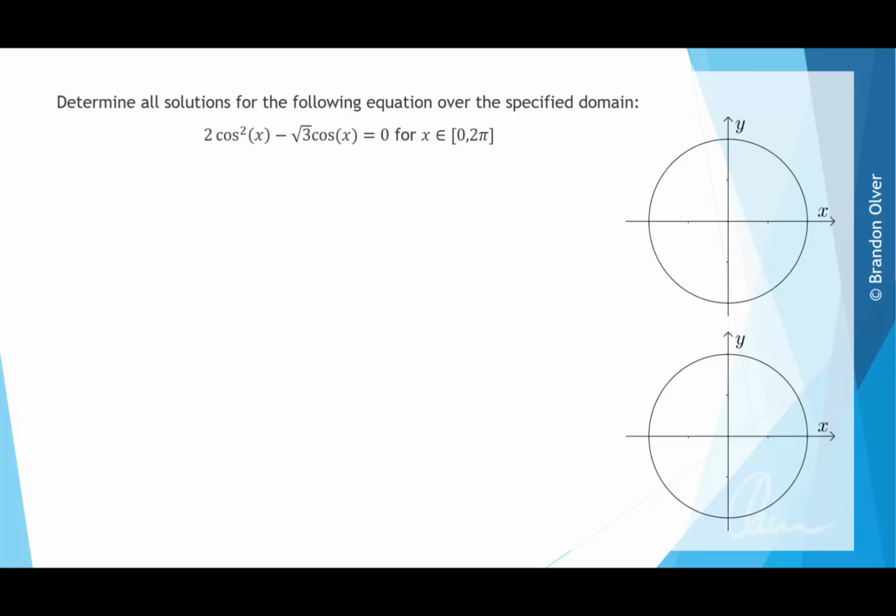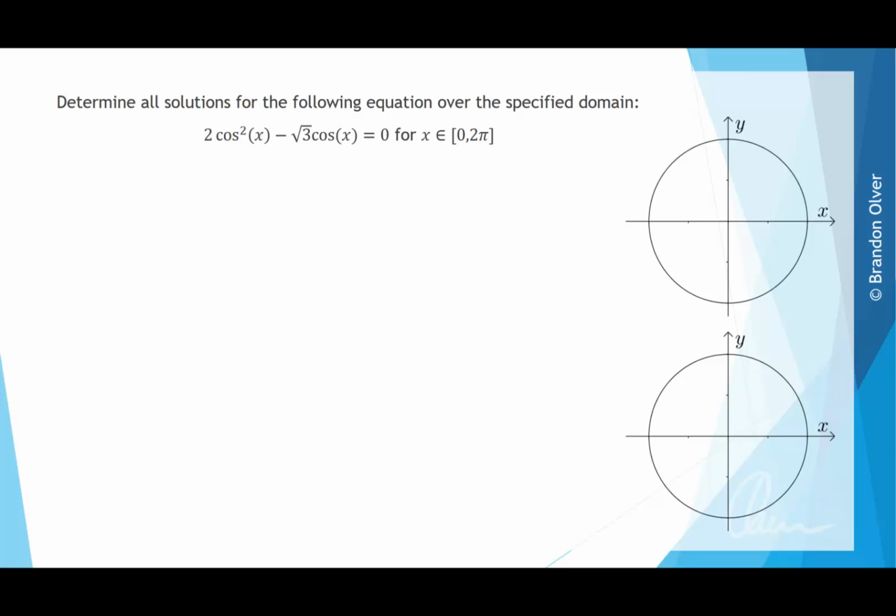Determine all solutions for the following equation over the specified domain. For this equation we have 2 cos squared of x minus root 3 cos x equals 0. We're going to solve it over x is an element of 0 to 2 pi.